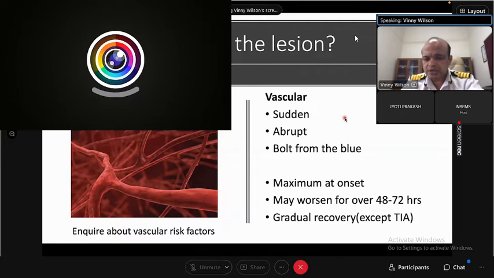So in a nutshell, the deficit is maximum at onset. It may worsen for 2 to 3 days, but thereafter, it is going to be a gradual recovery from there on that may last a few months.